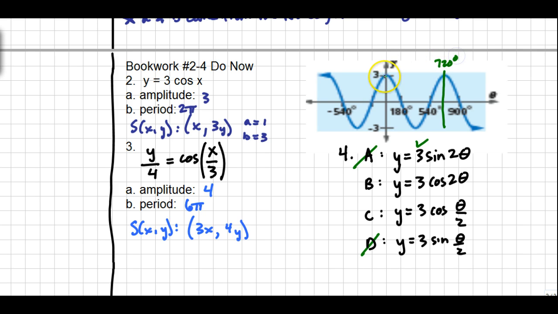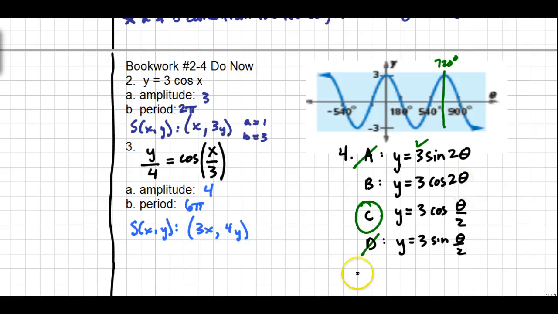And so if you think about the graph starting at 1, traveling 720 degrees, that means the period has been doubled. It's taken the graph twice as long to complete one cycle. So we want the a value to be a 2. In the rule, the a value will be a 2 times the x. So when we apply it to the equation now, that should be division. So that means that C is the only choice that's accurate here for this graph.